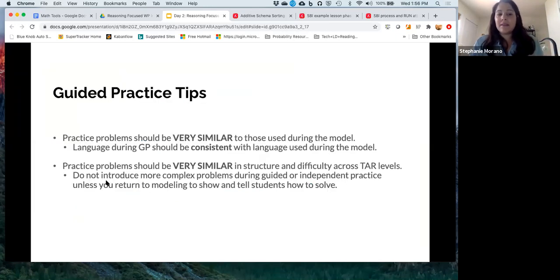So with guided practice, some really just basic tips. We want to make sure that practice problems are really similar to the problems that we used when we were modeling, and that we're using really consistent language. We also want our practice problems to be really similar in structure across the guided practice levels. So if we give a tell problem that looks like one of the combined problems we just solved, we want to use that same type of problem for ask and remind. A common mistake I see with guided practice is that teachers will make practice problems more difficult as they're fading support, which can be really tricky for students. We really want to keep problems consistent.